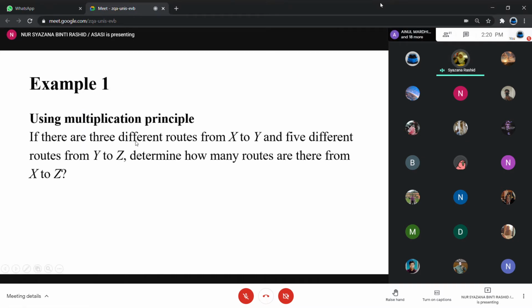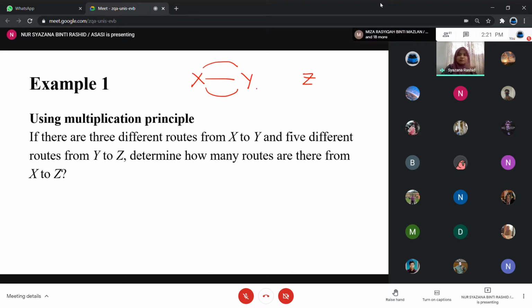If there are 3 different roads from X to Y and 5 different roads from Y to Z, determine how many roads are there from X to Z. So maksudnya dia berterusan kan? Okay, from X to Y. Okay, ada 3 location. I have location X, location Y and location Z. Okay, from X to Y, I have 3 different roads. Maksudnya ada 3 pilihan jalan yang I boleh guna untuk pergi daripada X ke Y. Okay, this is first operation. So ada 3 outcome lah. Pilihan jalan tu ada 3.